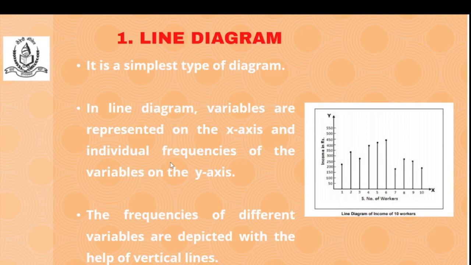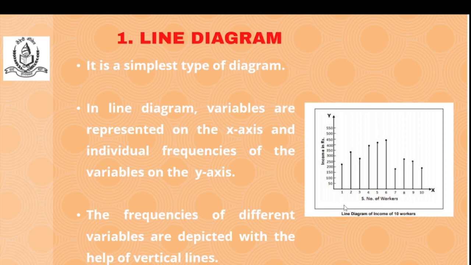Line diagram is the simplest type of diagram which is used for representing data. For diagrammatic representation of data, the frequencies of discrete variables can be represented using a line diagram. So in a line diagram, the variables are represented on the x-axis, and the individual frequency of each variable is represented on the y-axis. So this representative line diagram is given here.